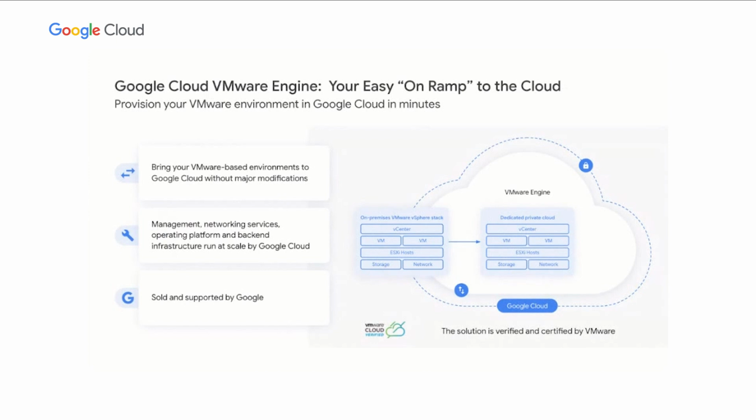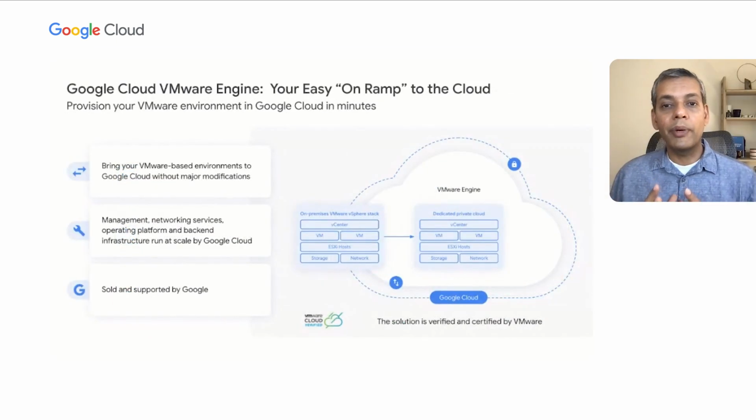The solution is sold by Google and is supported directly by Google, but it has been built with the cooperation of VMware, and VMware fully certifies this offering. And you can consume VMware in a fully automated, self-service manner, just like you consume any other cloud service. And by getting all the service needs from one company, you simplify the way you consume VMware in the cloud.